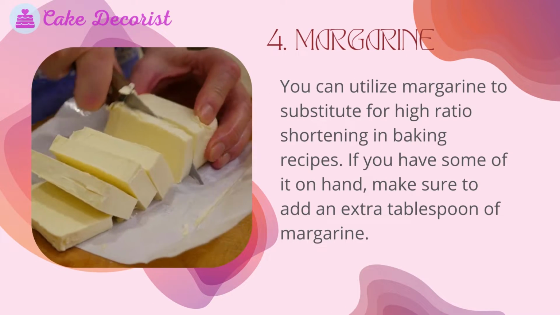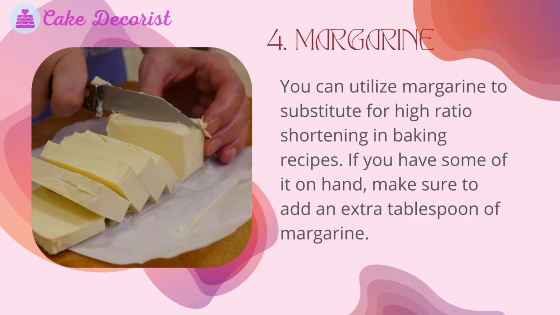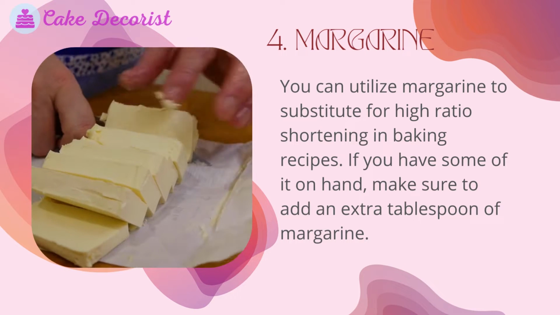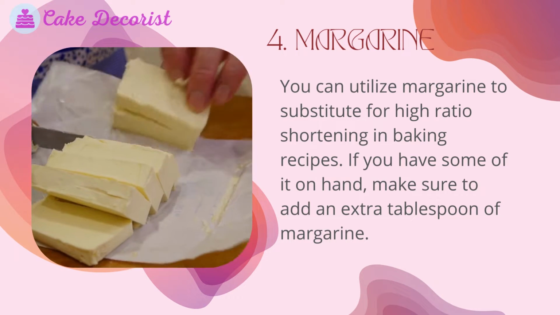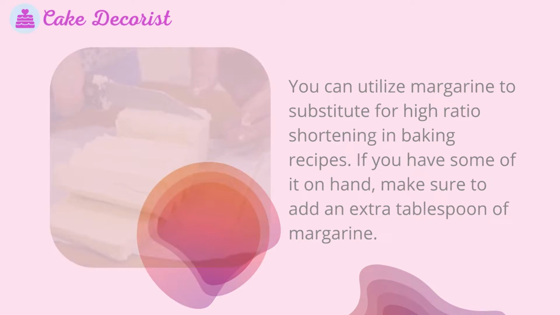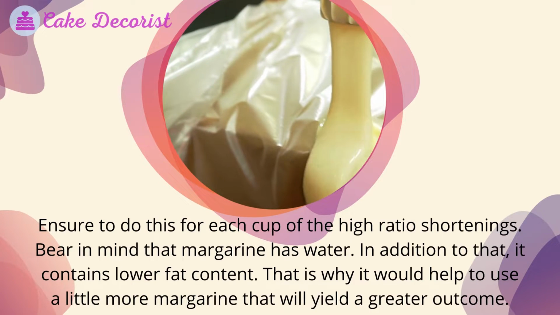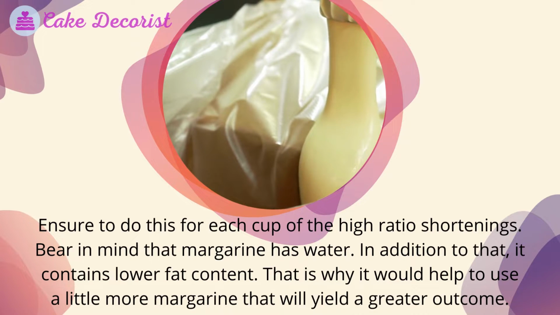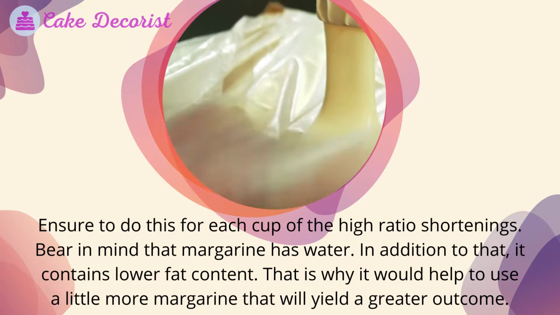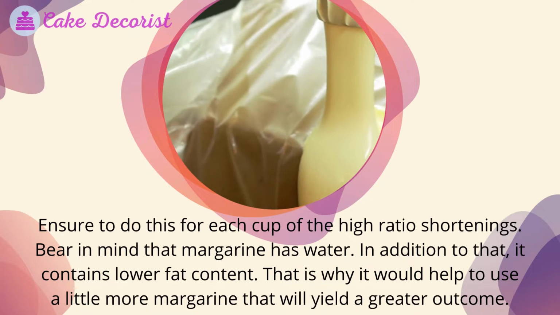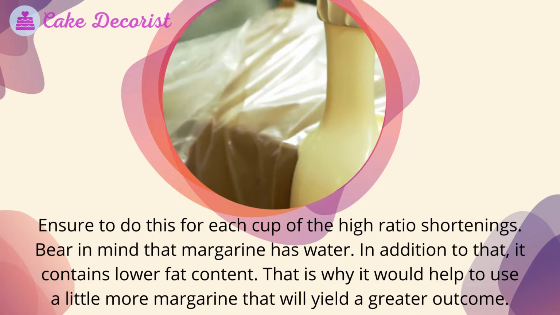4. Margarine. You can utilize margarine to substitute for high-ratio shortening in baking recipes. If you have some of it on hand, make sure to add an extra tablespoon of margarine. Ensure to do this for each cup of the high-ratio shortenings. Bear in mind that margarine has water. In addition to that, it contains lower fat content. That is why it would help to use a little more margarine that will yield a greater outcome.